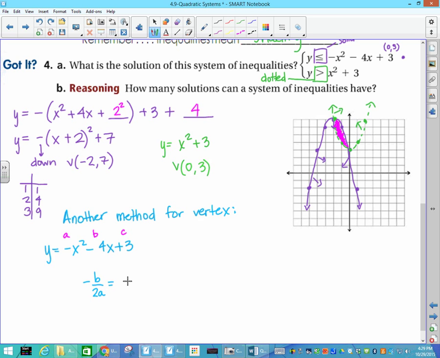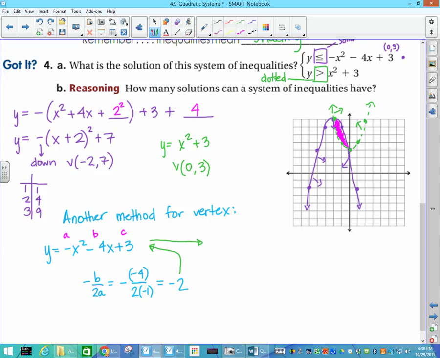And when you find negative b over 2a, that's negative, and then I have a 2. My b is negative 4. I like to use parentheses around it. My a is negative 1. So I simplify that, and when you simplify it, it becomes negative 2. And then you're going to take that negative 2, and you're going to go plug it back into the equation to find out what the corresponding y value is.